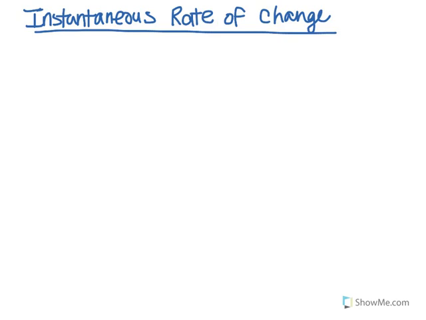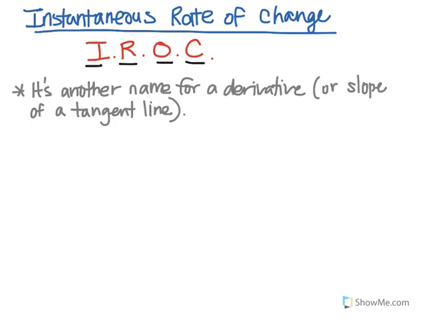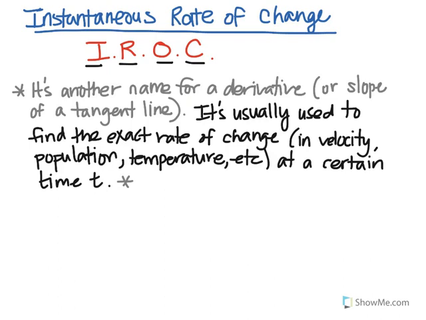We're going to be talking about instantaneous rate of change, otherwise known as I.R.O.C. What it is, is another name for a derivative or a slope of a tangent line. It's usually used to find the exact rate of change in velocity, population, or temperature at a certain time t. So again, I.R.O.C is instantaneous rate of change, and you're finding the exact rate of change in something, whether it's a velocity at a specified time t.